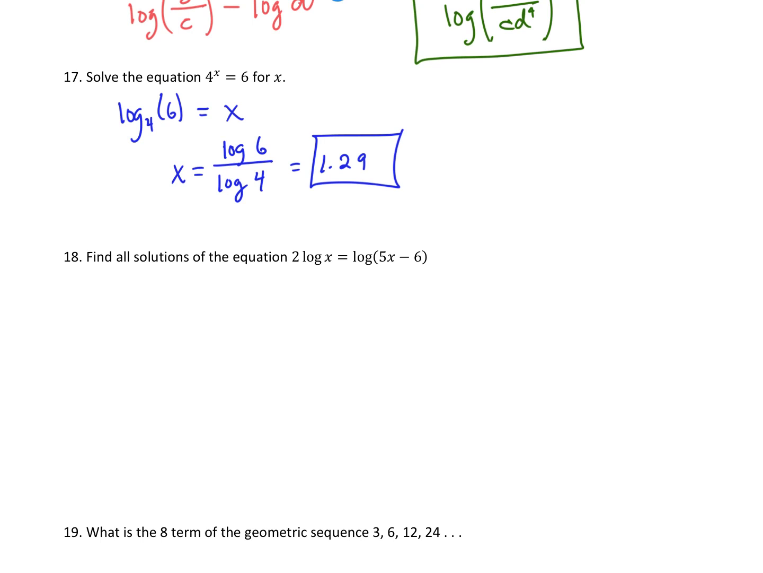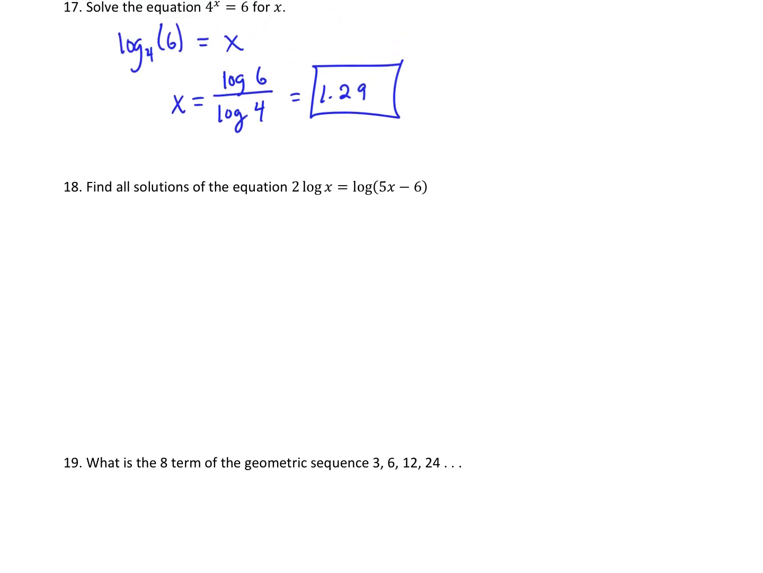All right, number 18, find all solutions to this equation. 2 log of x equals log of 5x minus 6. Okay, so in this, first thing is, you see how we have this 2 multiplied by the log of x? So that's expanded. We can go ahead and put that back to our exponent. So we have log of x squared equals log of 5x minus 6. So we're trying to solve for x, which we have an x here. It's locked down in a logarithm. Here's another x locked down in a logarithm.